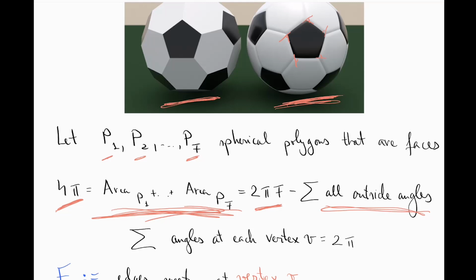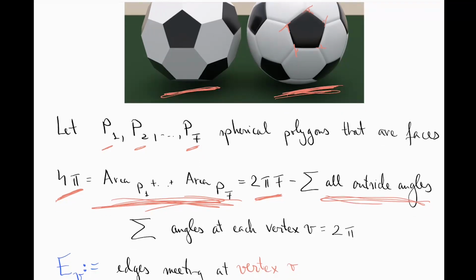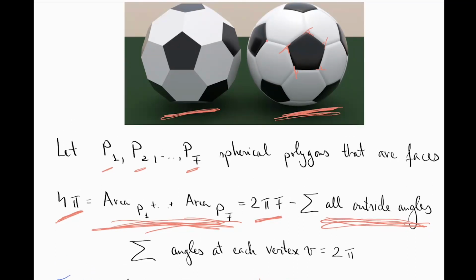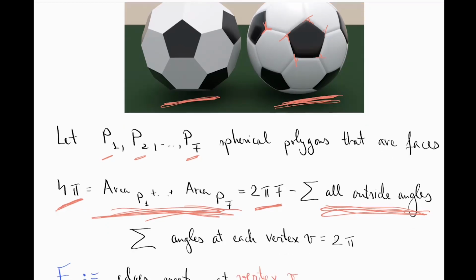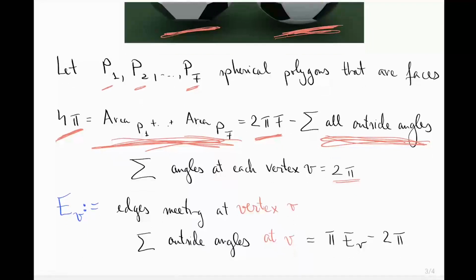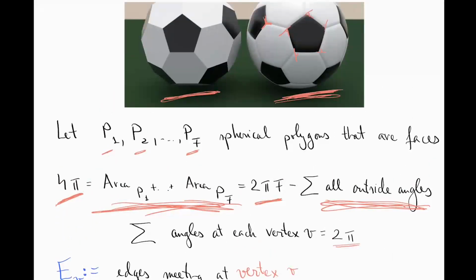Okay, good. So let's look at this sum a little bit differently. What happens if I sum up all the angles of my polyhedron at each vertex V? If I just focus on a vertex V and I sum up all the angles, not the outside angles, the angles, this will always sum up to 2 pi. Let me denote by EV the number of edges meeting at a specific vertex V. So in this case, it's 1, 2, 3.